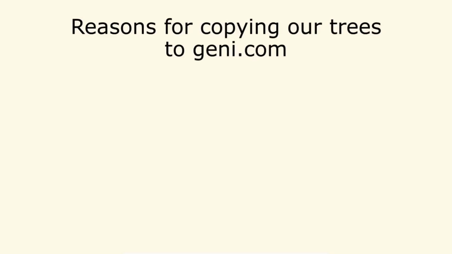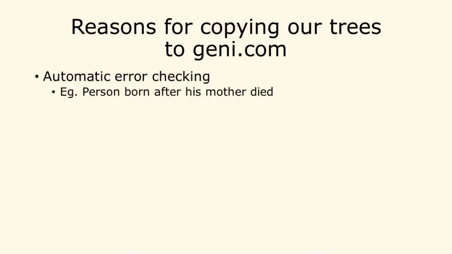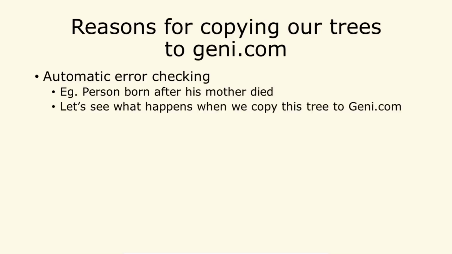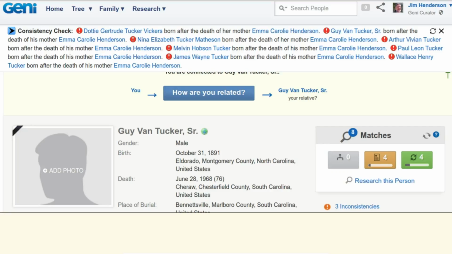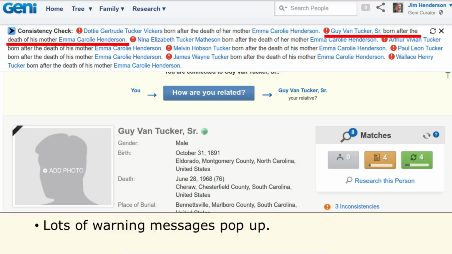So this leads us to the reasons for copying our trees to Geni.com. You get automatic error checking. For example, the person born after his mother died is flagged. Let's see what happens when we copy this tree to Geni.com. You see these warnings straight away that Guy was born after the death of his mother, Emma Carolee Henderson.